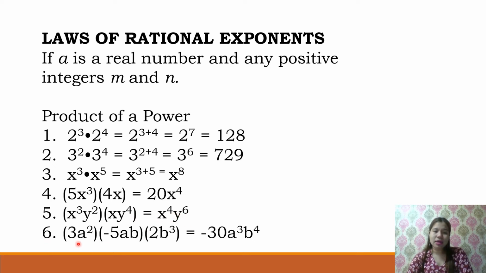And then last, 3a squared times negative 5ab times 2b cubed. So we have to multiply the numbers or the coefficients. We have 3 times negative 5 is negative 15, times 2 is negative 30. For a, add the exponents. 2 plus 1, so 3. So a cubed. And then b is, this is 1, this is 3. So we have b raised to 4.